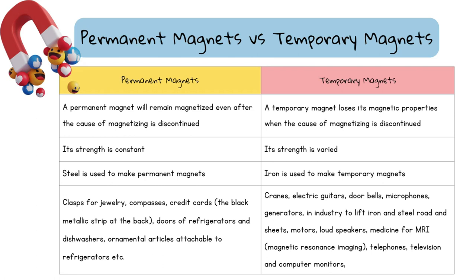A temporary magnet loses its magnetic properties when the cause of magnetizing is discontinued. Its strength is varied. An example of a temporary magnet is iron. Cranes, electric guitars, doorbells, microphones, generators, motors, loudspeakers, MRIs, telephones, televisions, and computer monitors use temporary magnets.